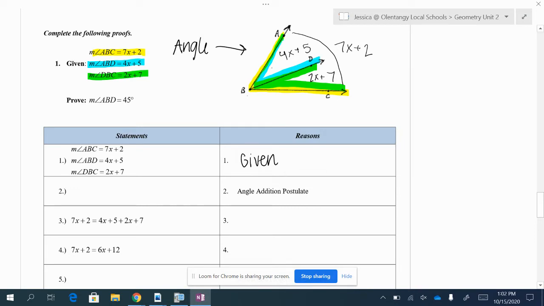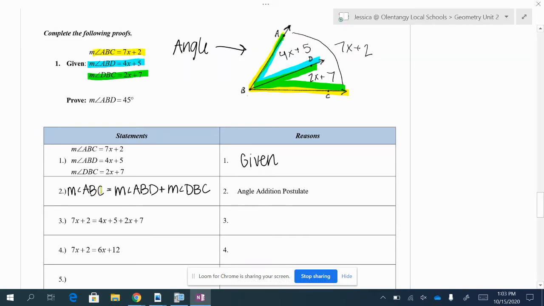All that is saying is this angle in blue plus the angle in green should equal the whole angle, or the angle in orange. So my whole angle, measure of angle ABC, is equal to my two smaller ones, which was the blue and the green one. So measure of angle ABD plus measure of angle DBC.